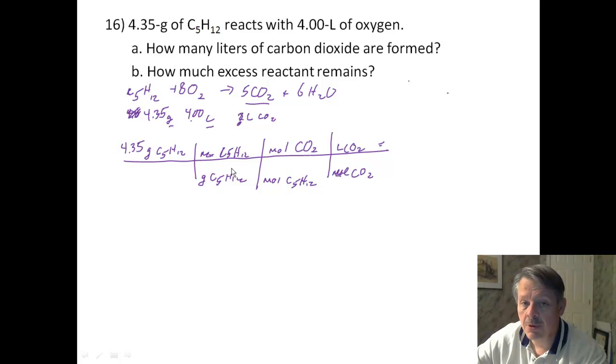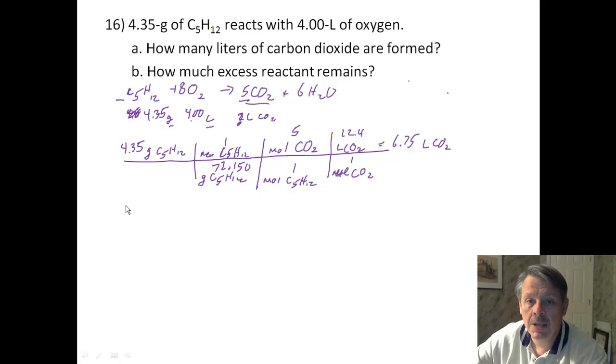C5H12 I have to figure out weighs 72.150 grams in 1 mole. And I look at my molar ratios here, and I have 1 mole to 5 moles. And I know that 1 mole of CO2 is 22.4 liters of carbon dioxide. That gives me 6.75 liters of carbon dioxide.